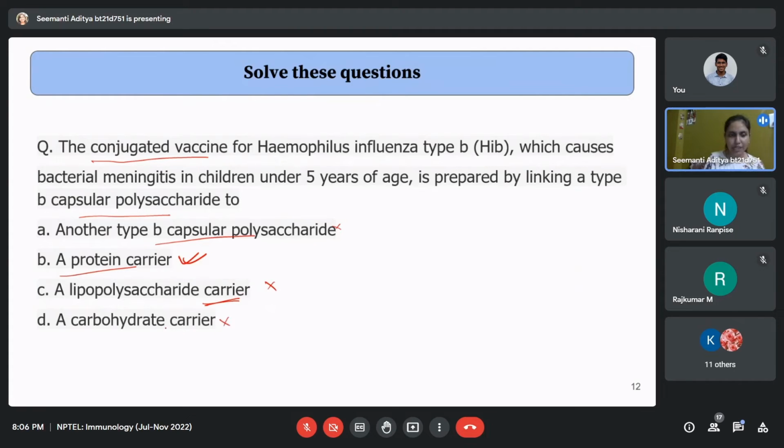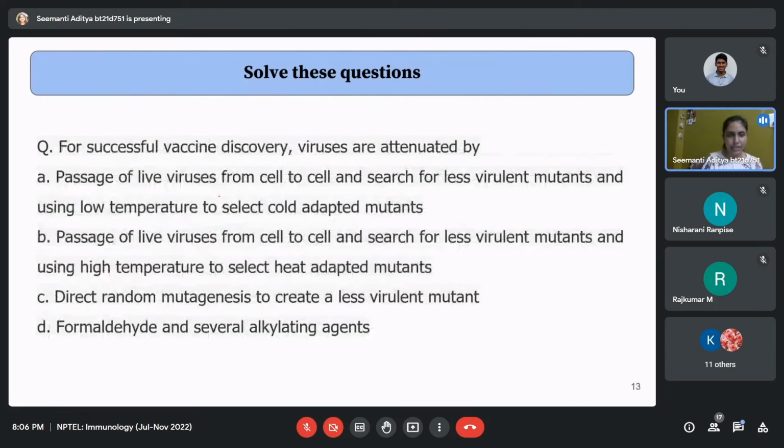Basically, these are all the same thing. Carbohydrate, lipopolysaccharide, and polysaccharide are all sugars. So we need a protein carrier to take the polysaccharide to the immune system and allow it to be recognized by the immune system and get activated. So the correct answer is option B, the protein carrier. And the last question for today.